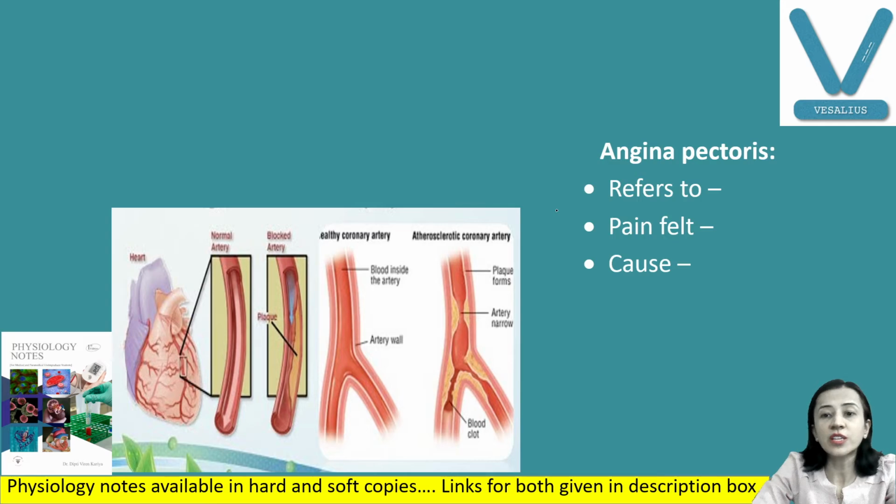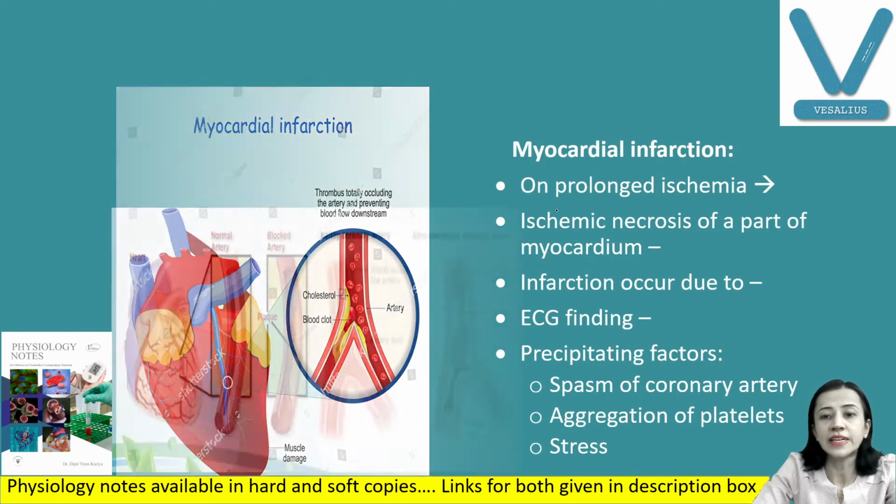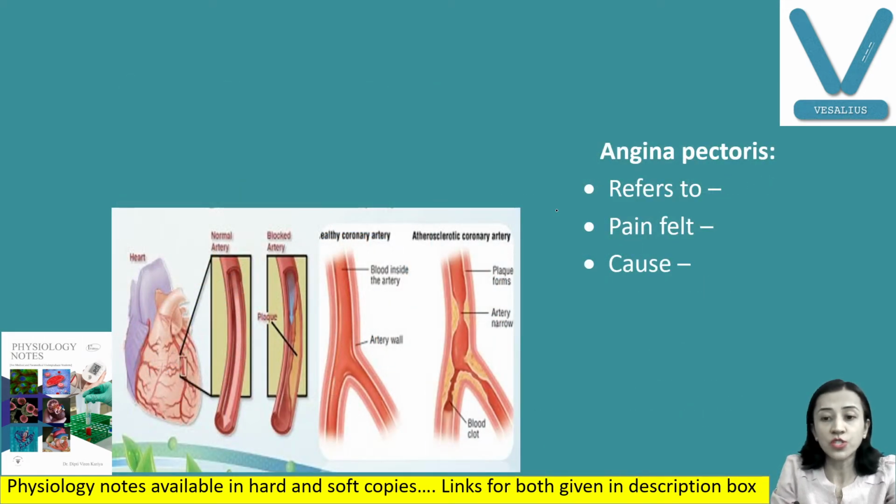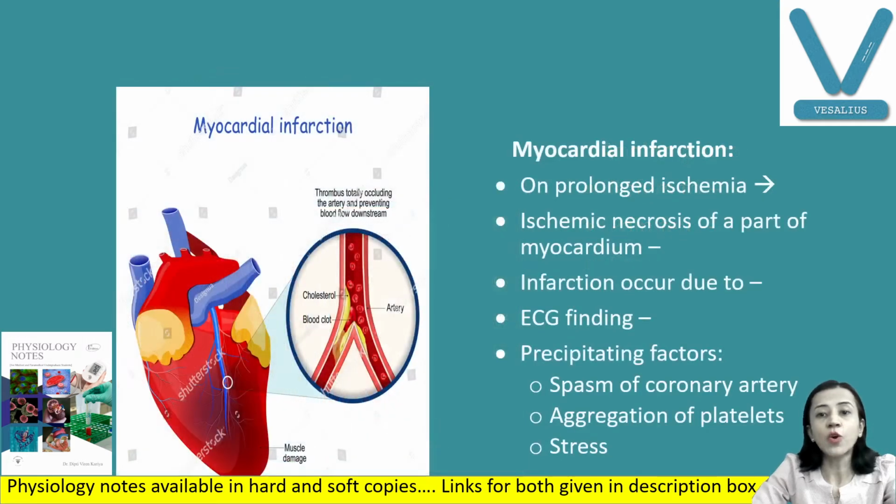Okay, and what are the causes of angina? That is due to decreased blood supply that results in accumulation of P factor in the ischemic tissue. P factor gets accumulated.